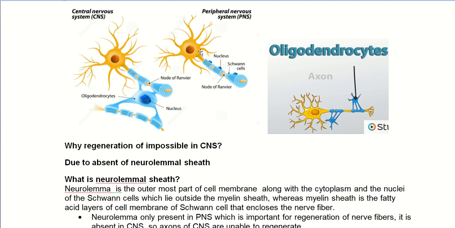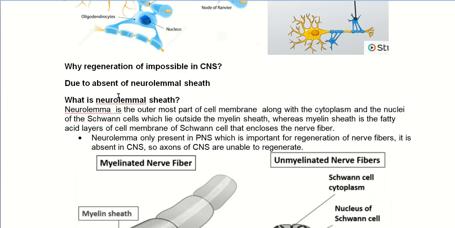This is the myelination process. In the peripheral nervous system, you see a short segment of axon is covered by a single Schwann cell. So to cover an axon, many Schwann cells are needed. Another picture showing the myelination in the central nervous system. You see, these are the processes of oligodendrocyte covering short segments of axon. Regeneration is impossible in the central nervous system due to the absence of neurolemmal sheath.